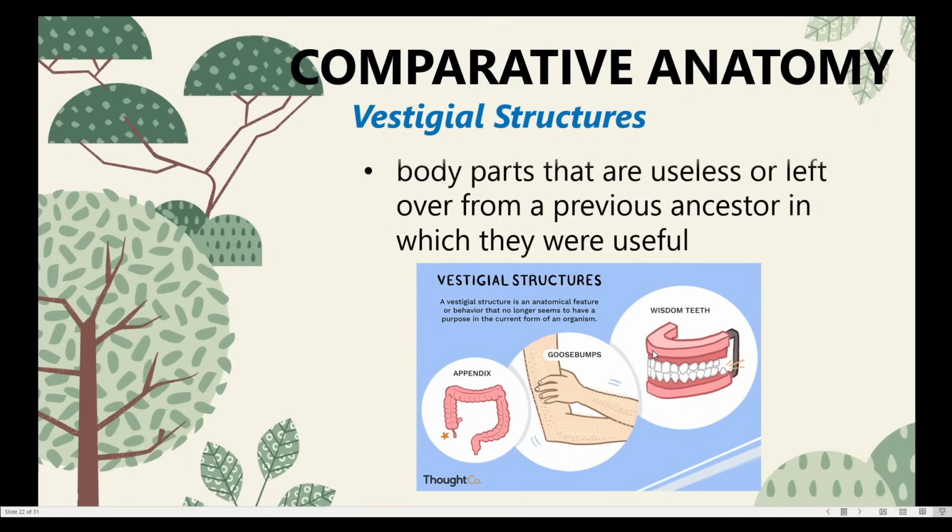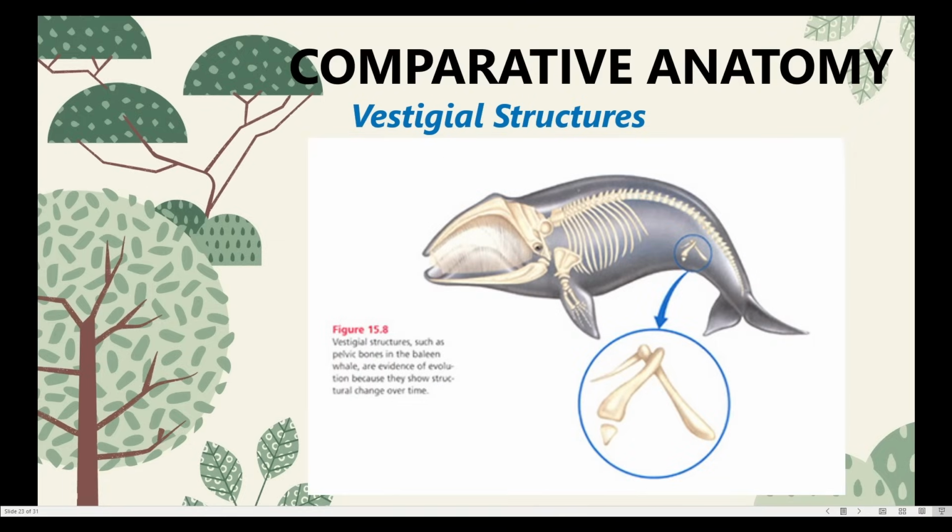The next type of structures is vestigial structures. Vestigial structures are body parts that are useless or left over from a previous ancestor in which they were useful. If you remember, we have discussed about the fossil records of whales. Modern whales are found to still have pelvic bones. Ano ba itong pelvic bones na ito? Pelvic bones are like hip bones.